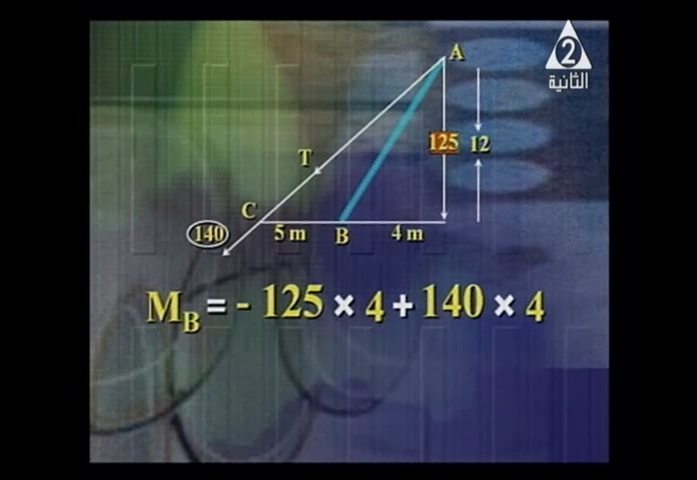The moment about point B equals negative 125. Why negative? Because, yes, the 125 Newton force acts about point B in the clockwise direction, so its sign must be negative. So 125 multiplied by 4, plus 140 times 4. Why? Because the 140 acts in the anticlockwise direction. The answer is 15 Newton meter.